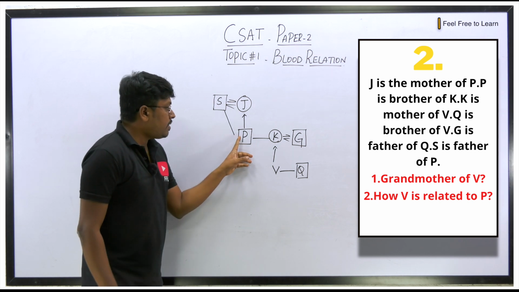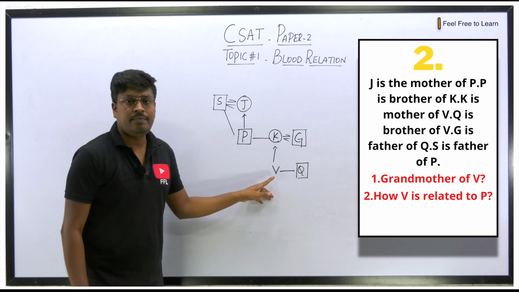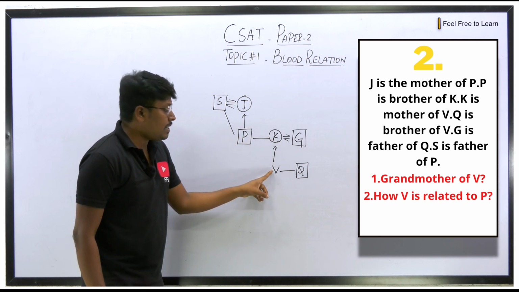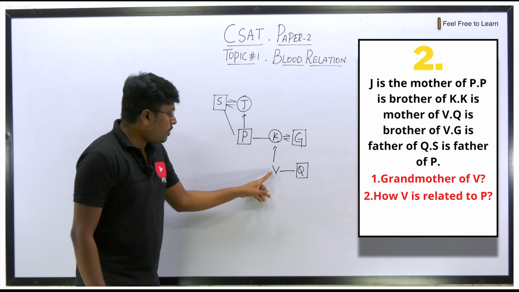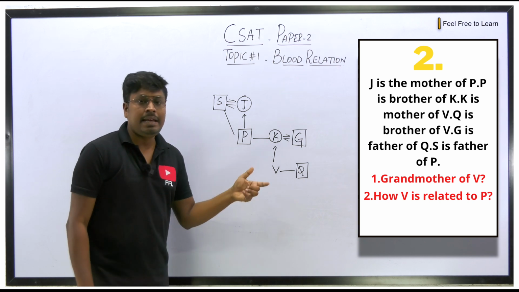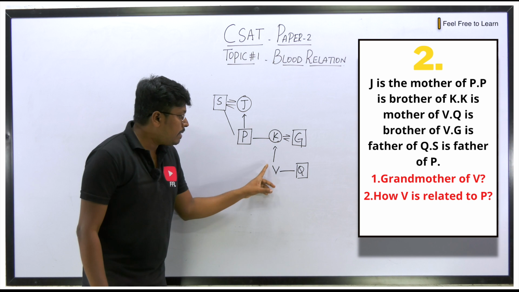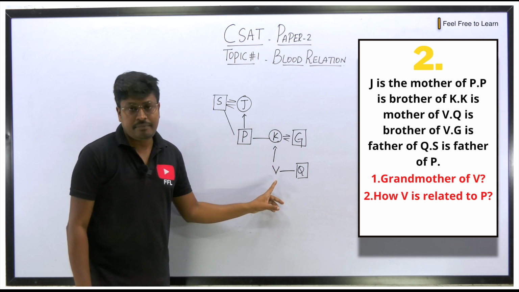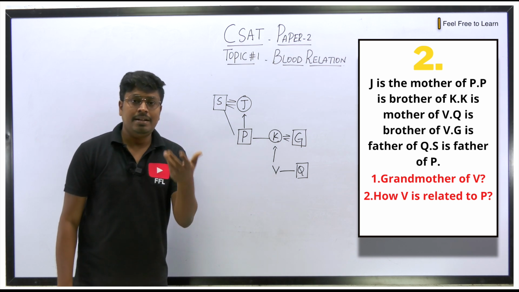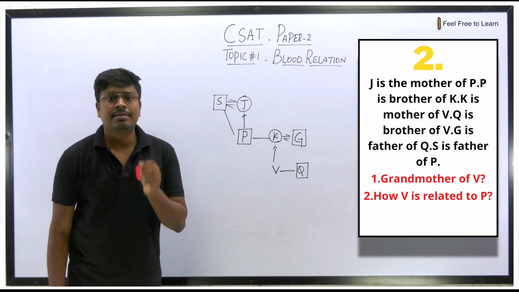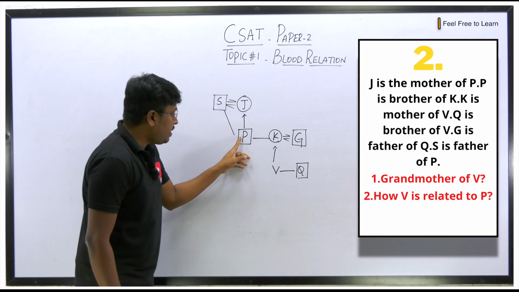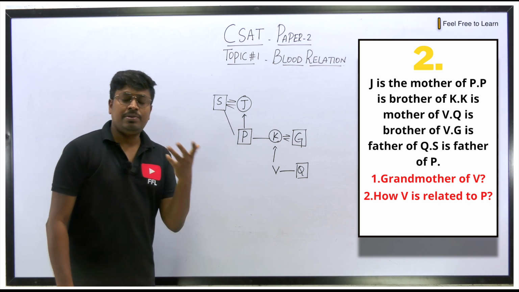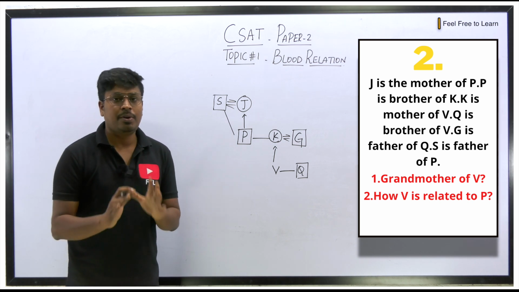Second question: how is V related to P? From P, our target is to find the relation of V, right? From P, K will be the sister. Sister's child is V, yes? But remember one thing, we don't know the gender of the person. If this person is a female, the answer will be niece. If this person is a male, the answer will be nephew. But because the gender is unknown, you need to say the answer as cannot be determined. So from P, the relation of V will be cannot be determined, because we don't know the actual gender of the person.